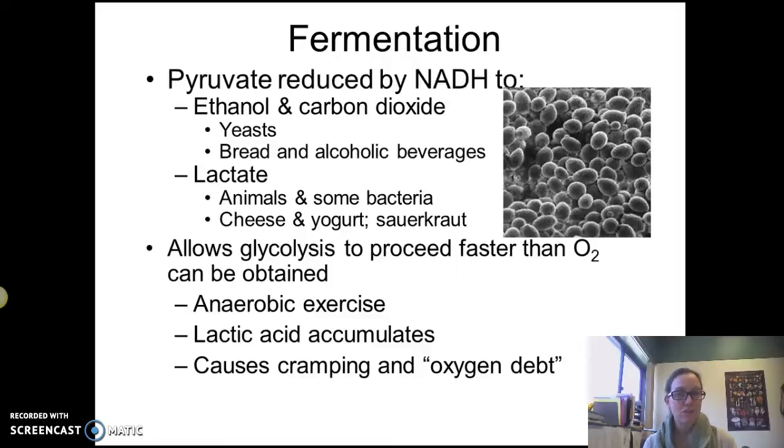Lactic acid causes cramping of the muscles, temporary cramping, and so you'll feel that if you go for that sprint. The lactic acid will eventually be broken down and washed away, and you'll regain your breath, regain the oxygen to your cells, and you can go through cellular respiration, which is a lot less intense for us humans.